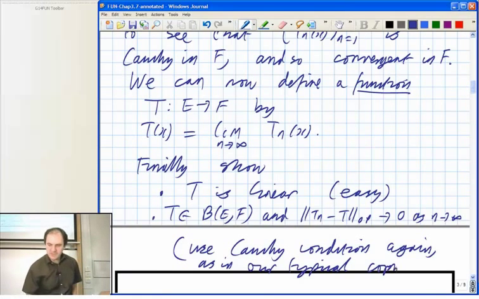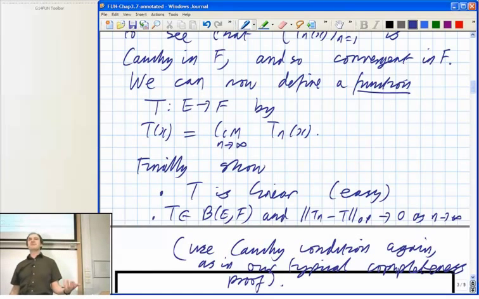As in our typical completeness proof, let me say, we've done that about 3 times so far. This is number 4. I'm not going to go through all the details this time, so I'll leave it as an exercise to check the details.